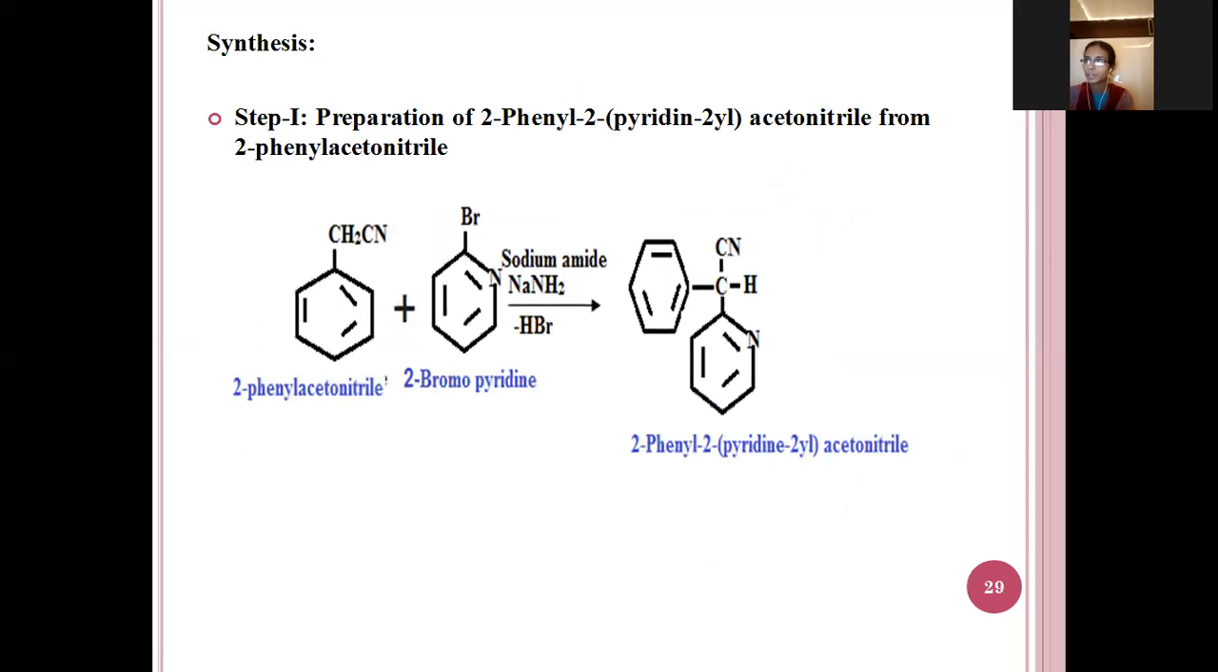I will explain it again. In step 1, 2-phenyl 2-pyridine 2-yl acetonitrile has been prepared from 2-phenyl acetonitrile when it is reacted with 2-bromopyridine in presence of sodium amide. Here the hydrogen bromide has been eliminated. One of the hydrogens from 2-phenyl acetonitrile and bromine from 2-bromopyridine are eliminated to get 2-phenyl 2-pyridine 2-yl acetonitrile.